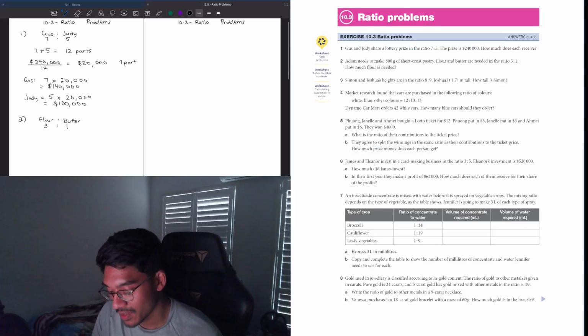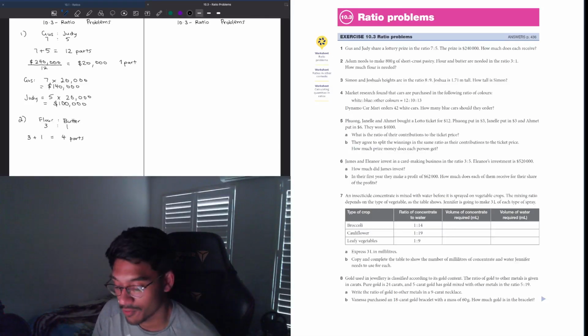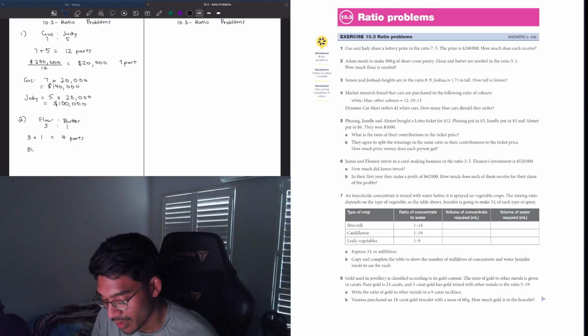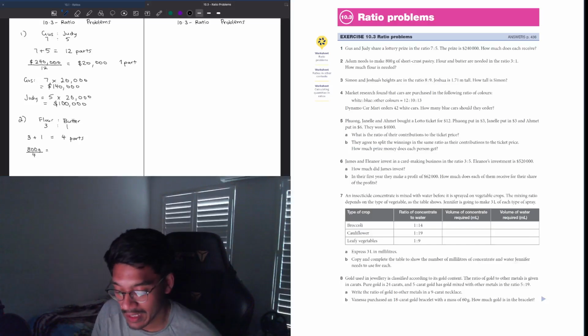So I do 3 plus 1 which equals 4. So I know there are 4 parts total. To work out the value of one part, I do the total amount of both of them combined, which in this case is 800 grams, because I want to do 800 grams of pastry. So I do 800 grams divided by 4 parts. You put 800 divided by 4 in your calculator, you get 200. So what that means is 200 grams is the equivalent of 1 part.